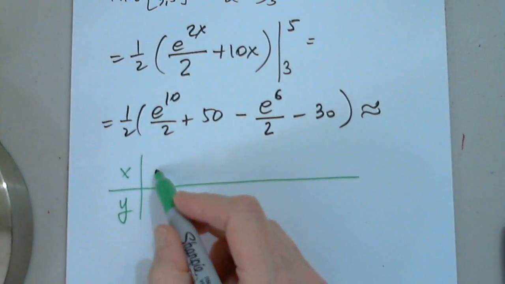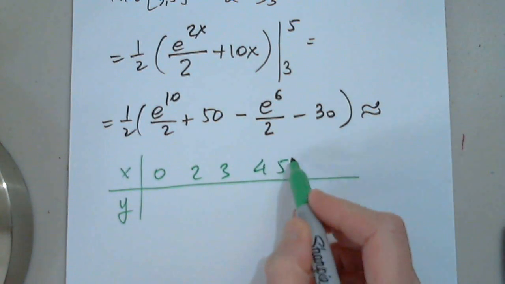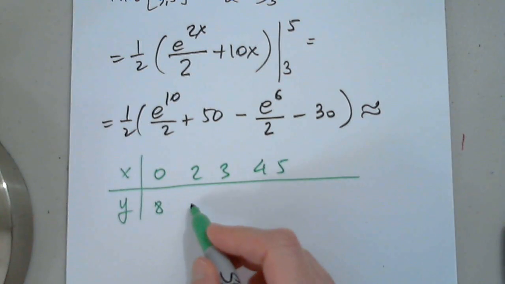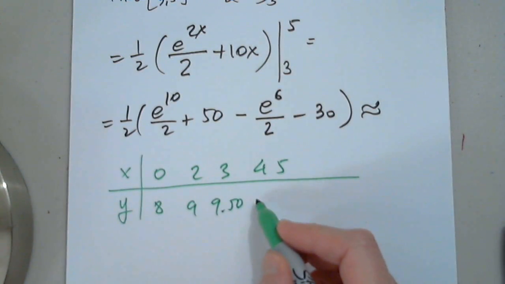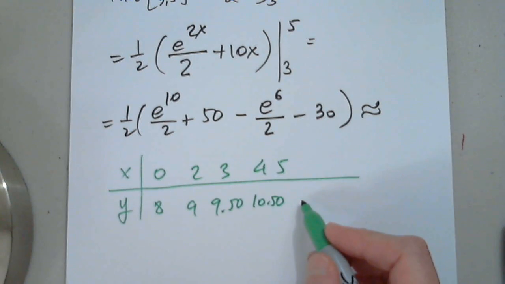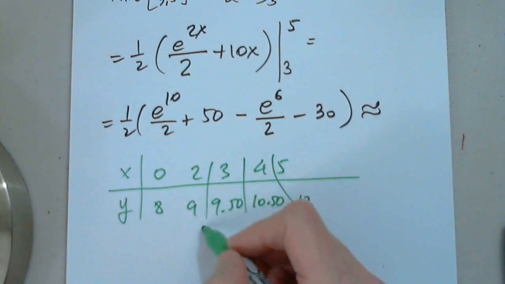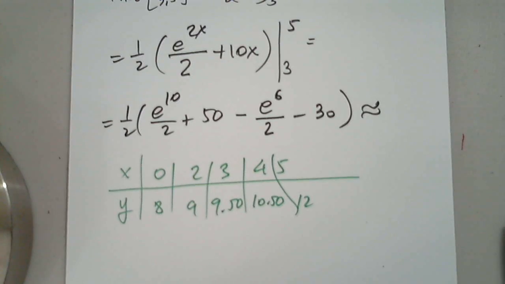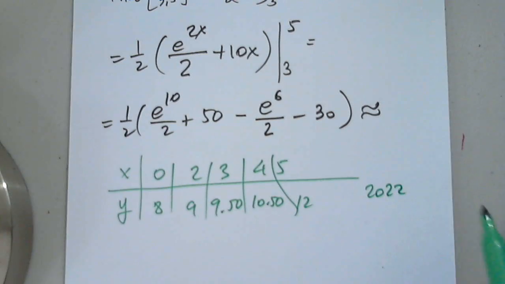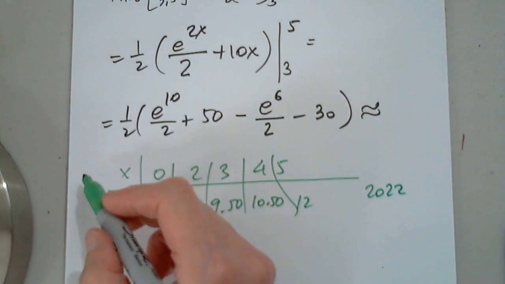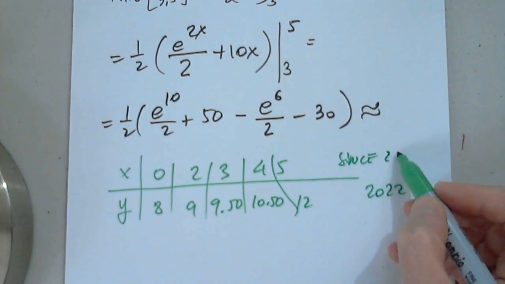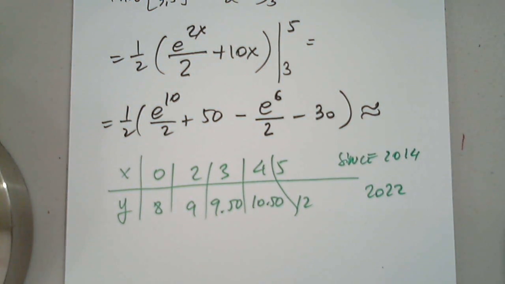Okay, so we have 0, 2, 3, 4, 5, and we have 8, and we have 9, we have 9.50, we have 10.50, and we have 12. That's it. Oh, okay, so around the predict, and predict for 2022, that's the next question, and number of years since 2014. So this is since 2014, and the estimate from the regression line for 2024. Okay, that's it. So you can stop sharing.